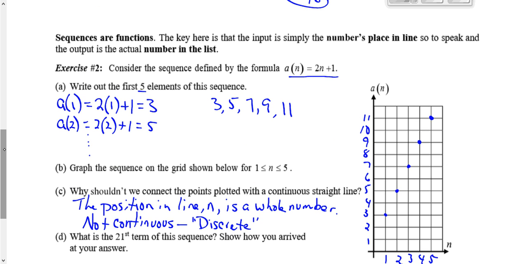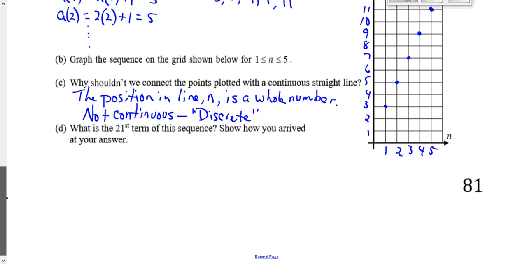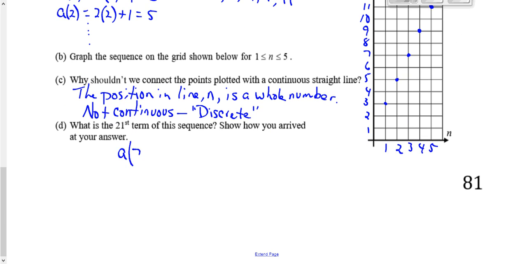Well, yeah. So we just do A of 21 equals 2 times 21 plus 1. What's 2 times 21? 42. Plus 1? 43. So we have a rule, which is just like a function, yeah?